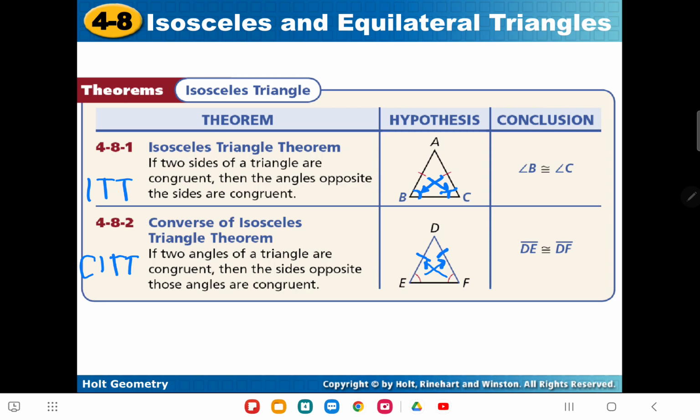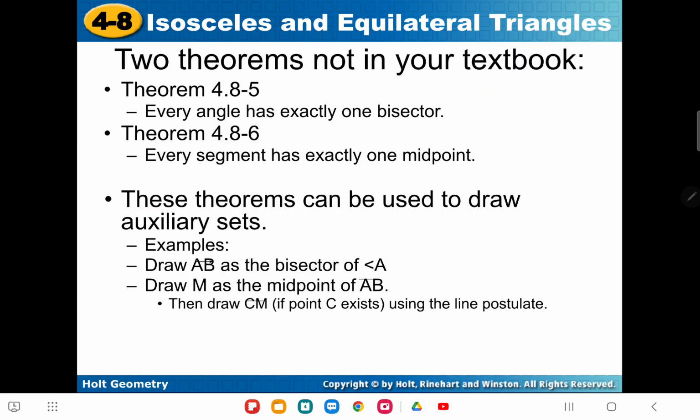You may hear of these theorems called the base angles theorem and the converse of the base angles theorem. We have a couple of additional theorems that are not in your textbook. These are very helpful in drawing auxiliary lines to be able to prove the base angles theorem and the corollary to that. Every angle has exactly one bisector and every segment has exactly one midpoint. So we can use these to draw our auxiliary or helper lines.